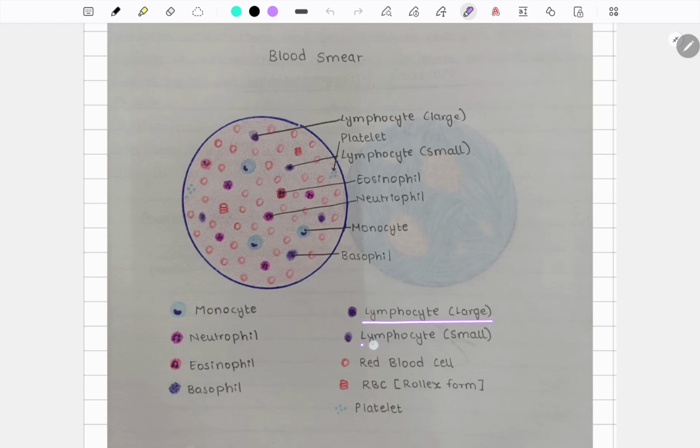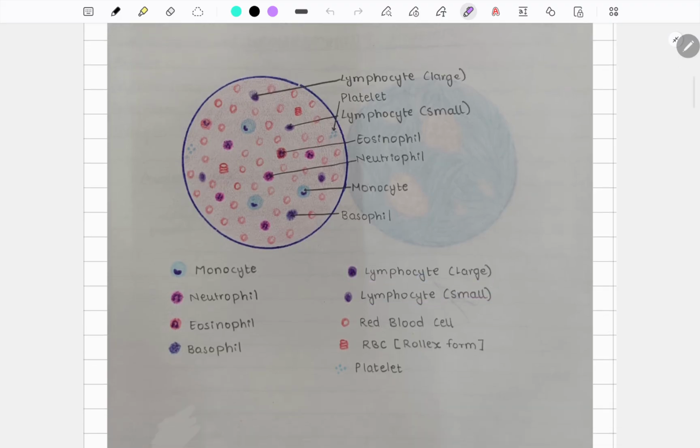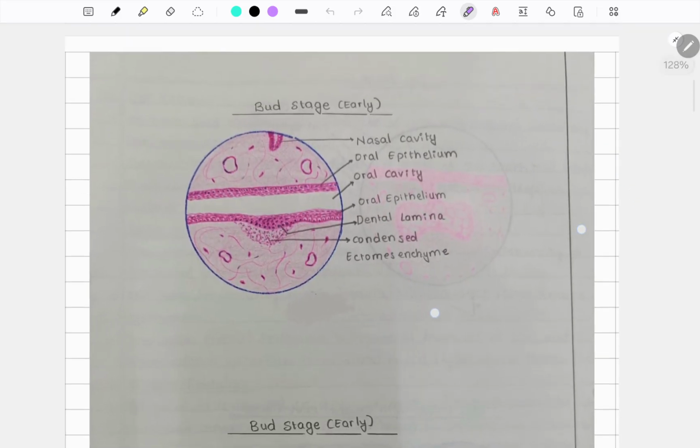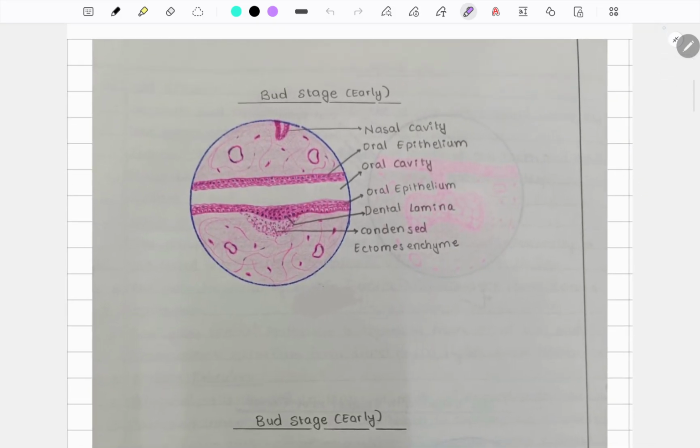The lymphocyte is also easy to identify. It will be bluish or purplish in color. Moving on to the next chapter, development of tooth. First one is the bud stage, which is the early bud stage.